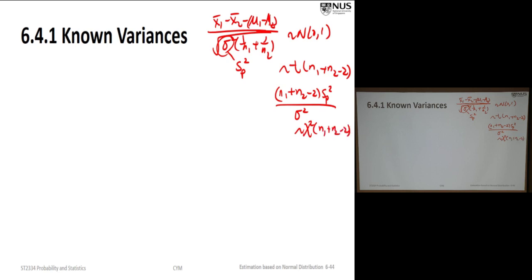So I just remember in chapter 5 we talked about standard normal over the square root of the chi-square distribution divided by the degrees of freedom. So it looks as if I just replace the sigma by SP. Well, SP is the estimate for sigma.